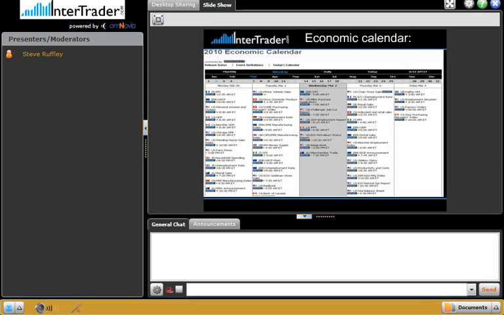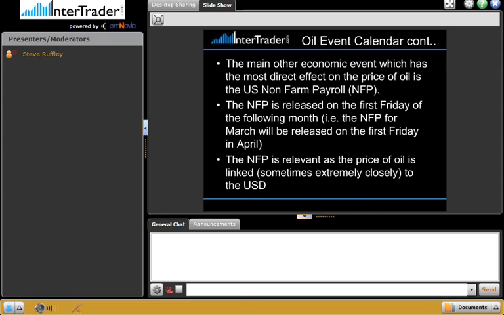So this is just again a snapshot, a screenshot of the economic calendar. So again, anything to do with oil is generally starred up, and it will tell you what it relates to. So again, the economic calendar on InterTrader is quite comprehensive. And again, if you drill down, you can actually read into these figures, what's expected, and the build-up from the experts.